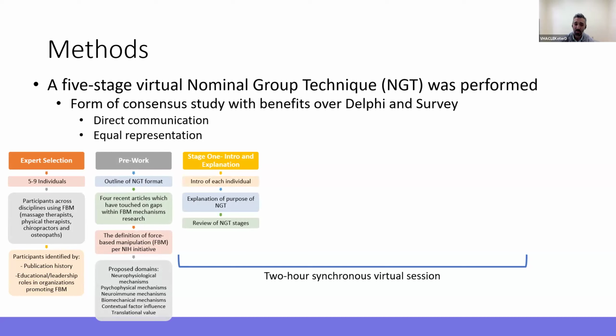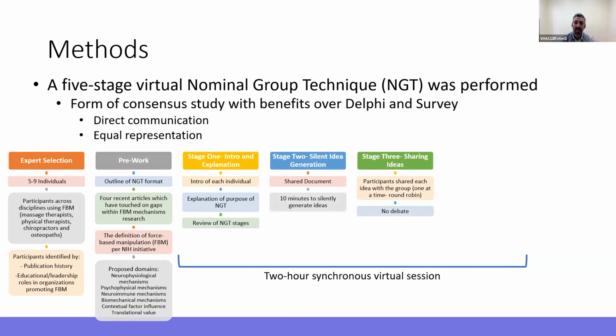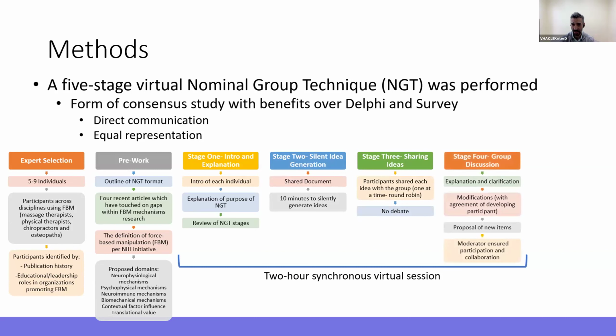Stage 1, we introduced the idea of an NGT, talked to them about what the purposes of this study were. Stage 2 was they silently uploaded their thoughts, their gaps that they had come up with since the pre-work, onto a shared document without discussion. Stage 3 is these individuals shared amongst all of us in a round-robin fashion all of the gaps which they found in these different areas. And then stage 4 was where we started discussing these things.